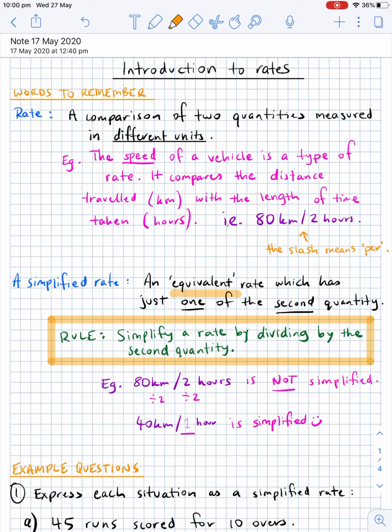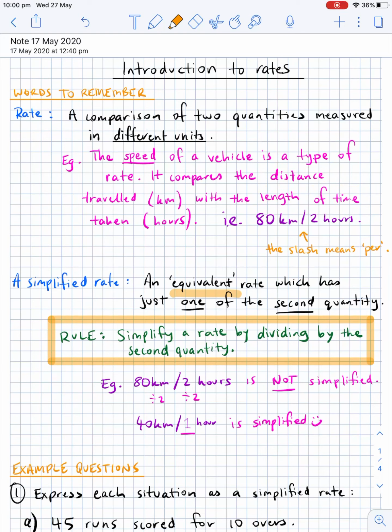Now, a simplified rate is the next thing you need to know about. A simplified rate is an equivalent rate which has just one of the second quantity. So we're dealing with a rate which has the same value but just has different numbers. And there's a bit of a rule when you're trying to figure out what a simplified rate is. You simplify a rate by dividing by the second quantity.